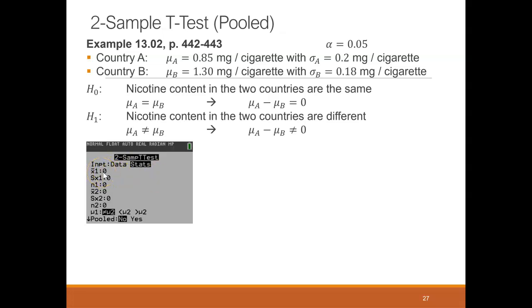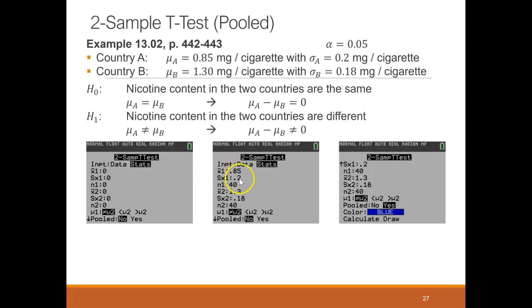So our mean 1 will fill in as 0.85 and SX1 as 0.2. And then we said there were 40 cigarettes in the sample size. And then 1.3, 0.18, and again, 40 cigarettes as the sample size. And our alternative hypothesis is that the two means are different. So we have mu1 is not equal to mu2.